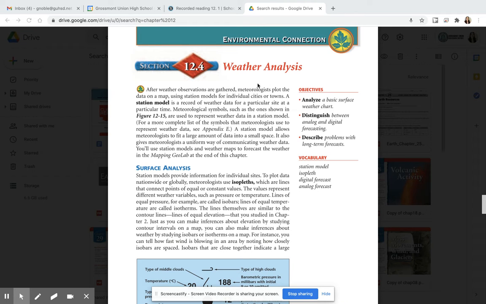Chapter 12, Section 4, Weather Analysis. After weather observations are gathered, meteorologists plot the data on a map using station models for individual cities or towns. A station model is a record of weather data for a particular site at a particular time.